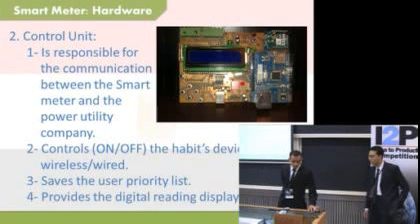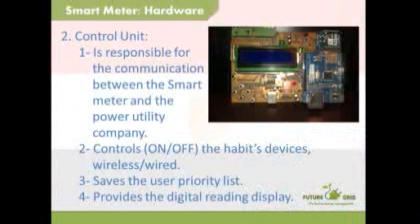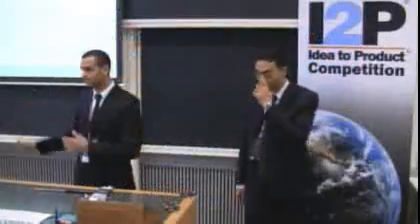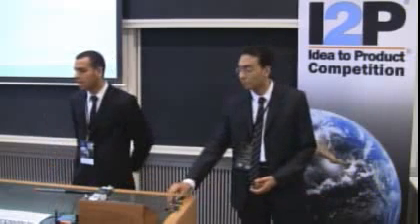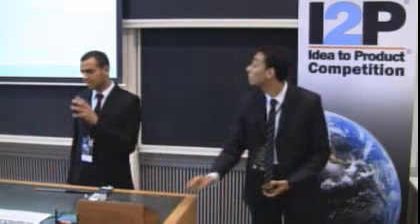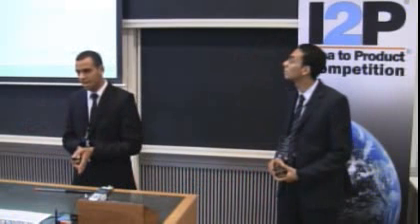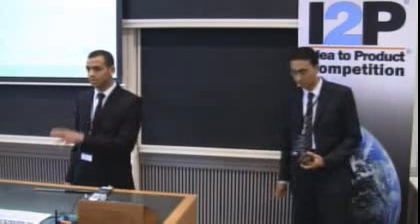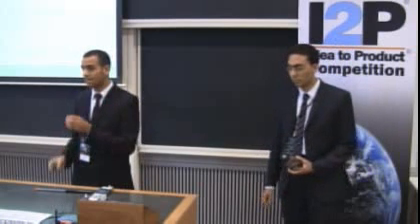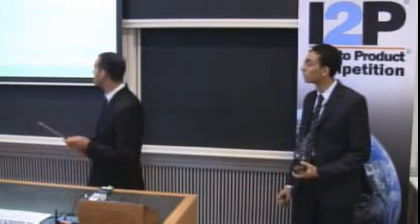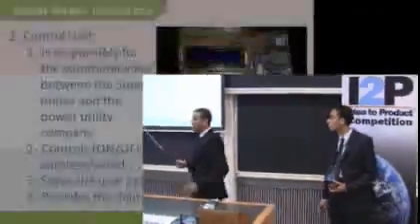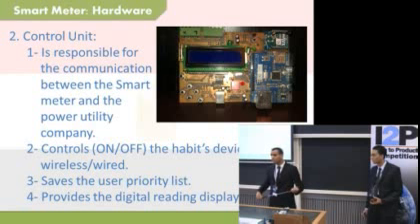The next one is the control unit. The control unit is responsible for the communication between the smart meter and the power utility. They exchange data through it. As I said before, it is the core of our system, and it's the brain of it. One of its most important operations is the priority list, which enables the smart meter to match the power utility's requests with users' needs.